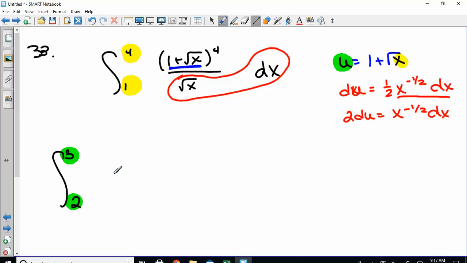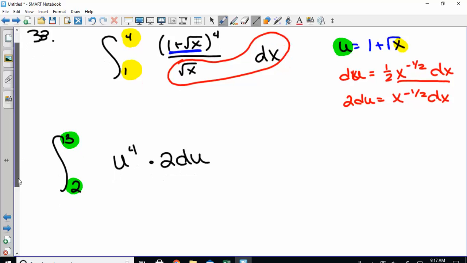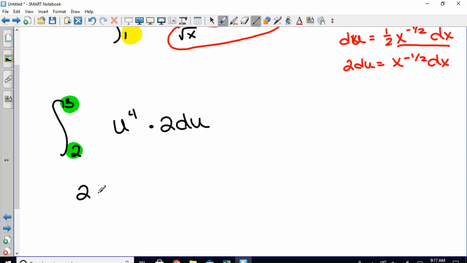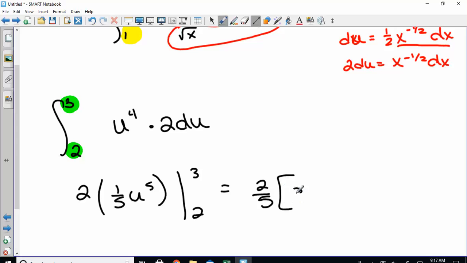Okay, this inside part is u, so that's u to the 4th. This, all that I circled in red, gets replaced with the 2 du. So we can do this antiderivative. The 2 would just come out in front. Antiderivative of u to the 4th would be 1/5 u to the 5th. We don't need the plus c because we're going to go ahead and evaluate. And if you work that out, you get 422 over 5.